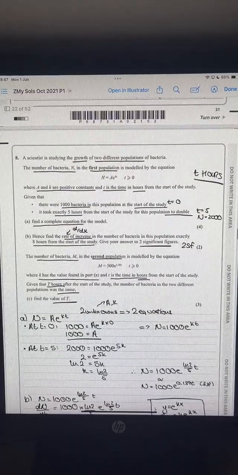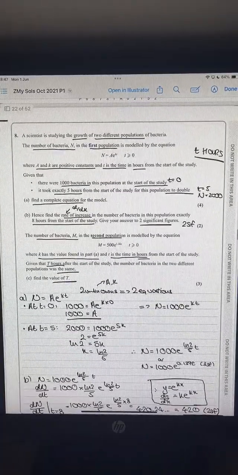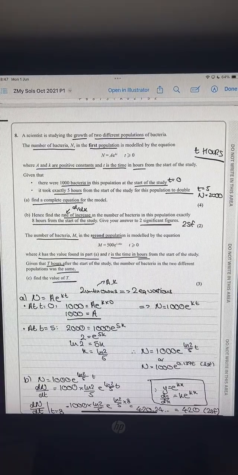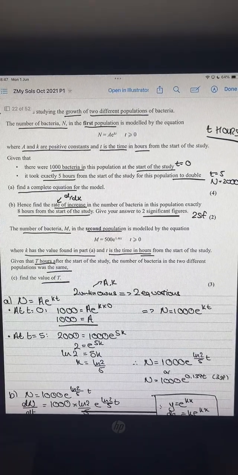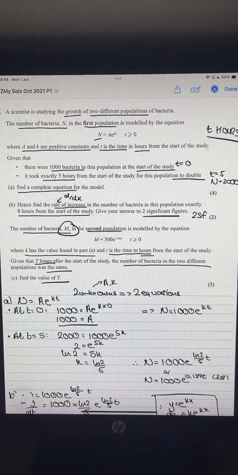So for part C, given that, actually no, yeah, that was it. There was no modeling assumption question in this. So why is N equal to M? Because they told us that the number of bacteria in the second population is M over here, and they want t hours where the number of bacteria in the two different populations was the same. So in the first population, we know that the number of bacteria is capital N, the second is capital M, so they're the same, N equals M.